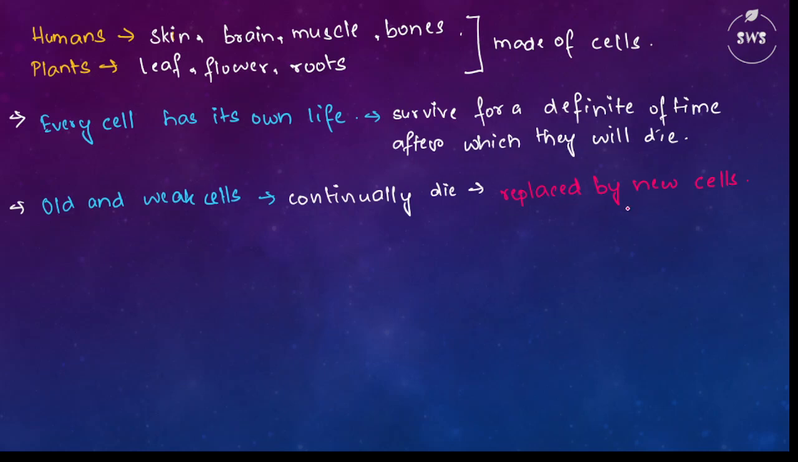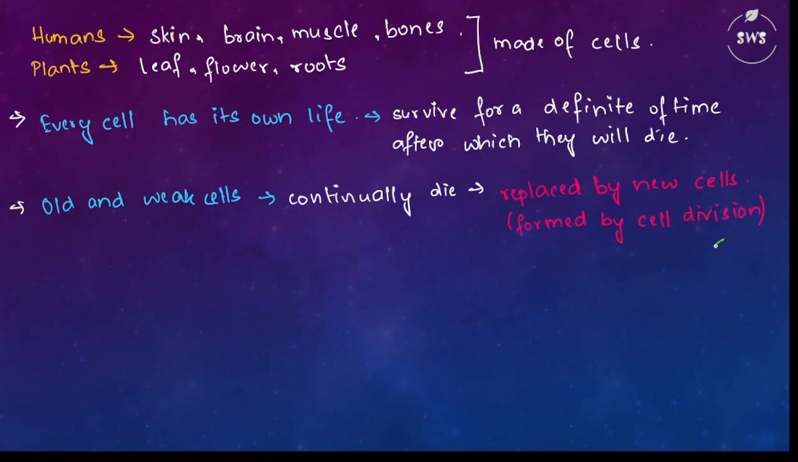And how are new cells formed? By the process of cell division. We'll discuss cell division also. They are replaced by new cells which are formed by cell division. Cell division is nothing complicated. I'll just show you here only.